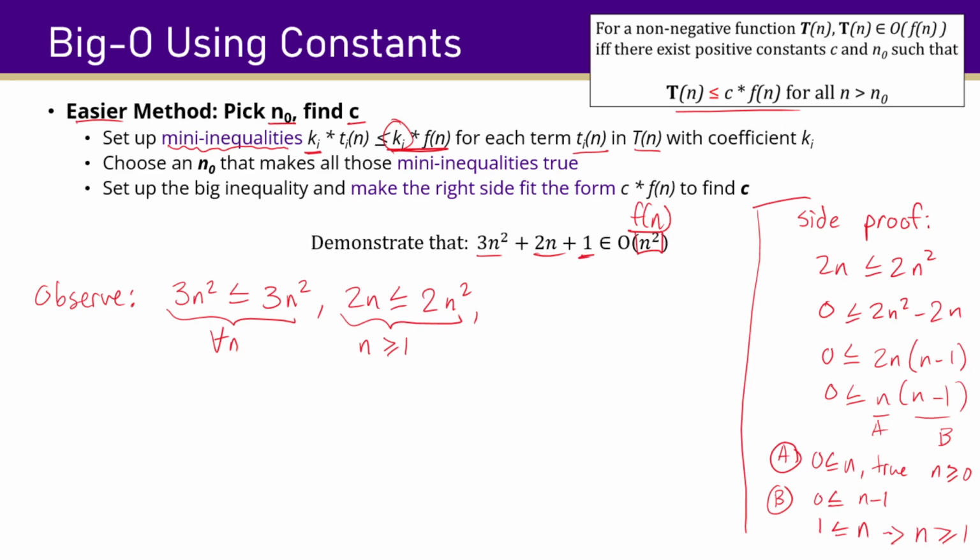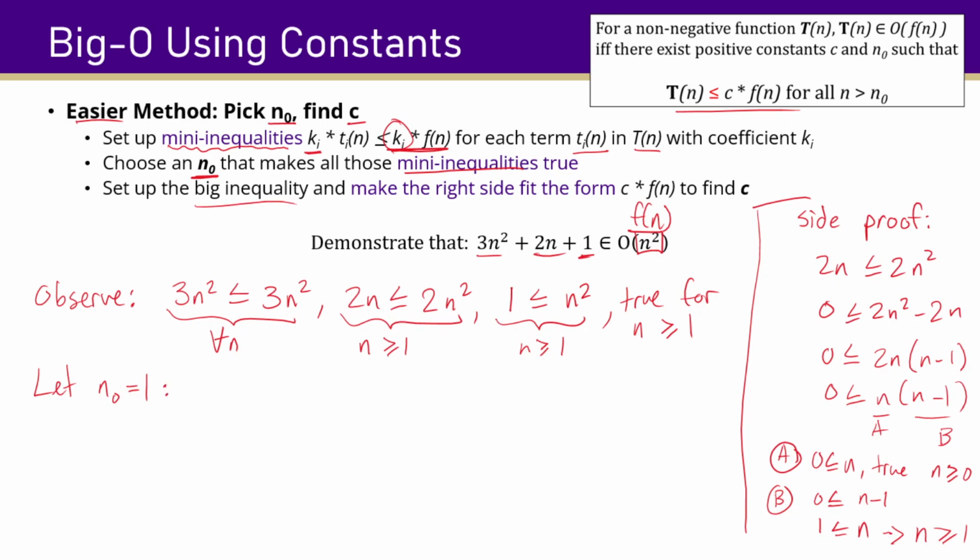All right, and now we come to the third term right here. And so we're going to have 1 is less than or equal to 1 times n squared, that f of n right there. And so when is n squared greater than or equal to 1? That is going to be true for n greater than or equal to 1. All right, and so because we have these three inequalities, we need to choose an n naught that makes them all true. All right, so all of this is true for n greater than or equal to 1. So let n naught equal 1.